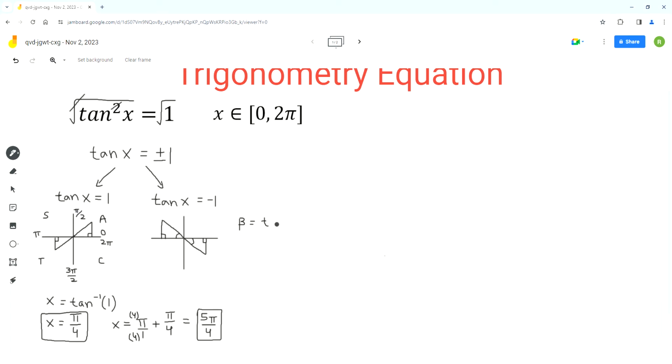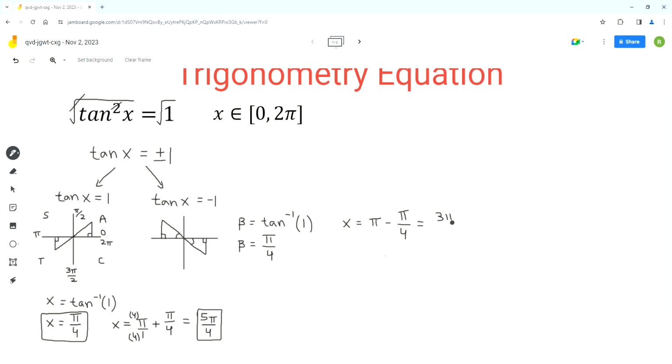For the reference angle, we don't use x, we use the symbol beta. So beta equals tan inverse of 1. So the value of angle beta, we know that this will be equal to pi over 4. Now we can use this value of beta or reference angle or related acute angle to calculate the angle values in quadrant 2 and 4. So in quadrant 2, the angle value will be pi minus pi over 4. So that's the rule for quadrant 2, that we subtract the reference angle from pi. So here we get 3 pi over 4.